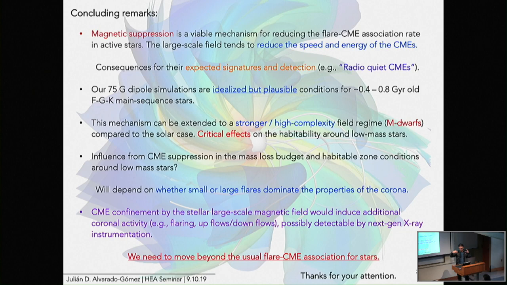It definitely needs to go back to the star and generate signatures everywhere, in low temperature lines, high temperature lines, plasma motions, generating prominences, all sorts of coronal activity.